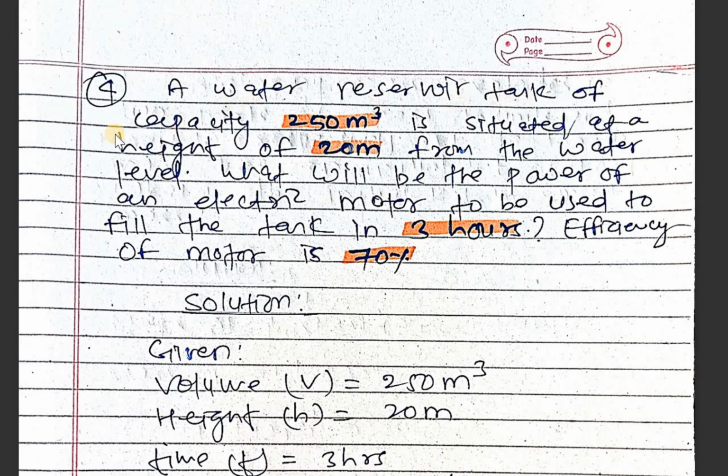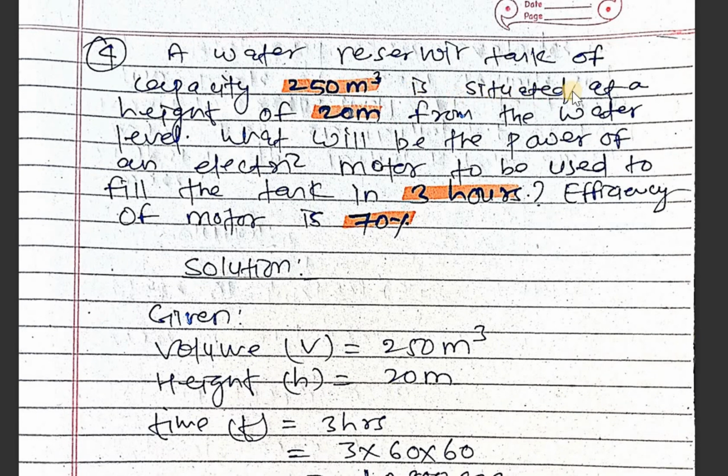And the next one is: a water reservoir tank of capacity 250 meter cube is situated at the height of 20 meter from the water level. What will be the power of an electric motor to be used to fill the tank in 3 hours? Efficiency of motor is 70%.